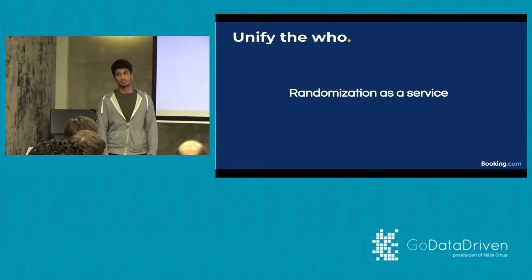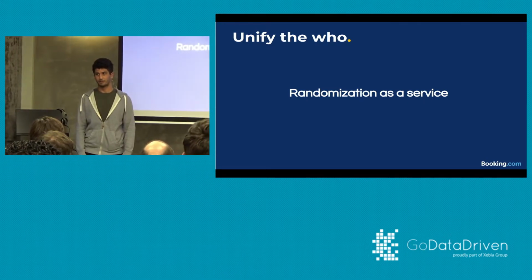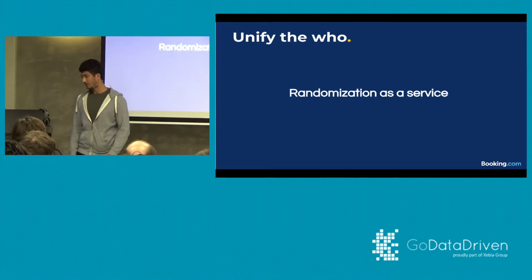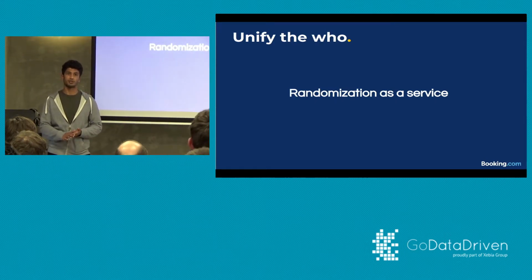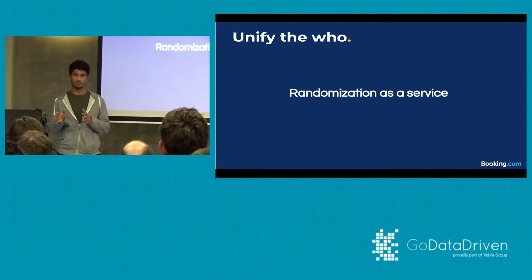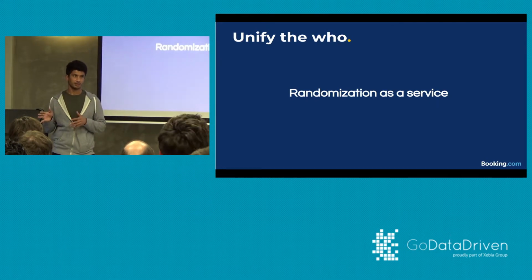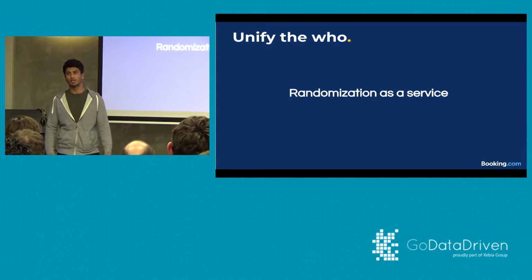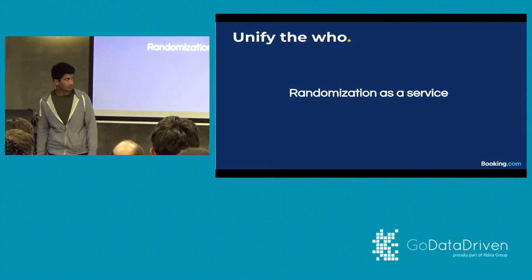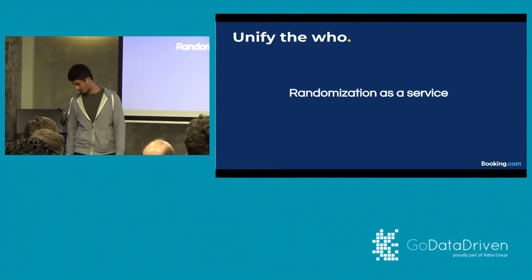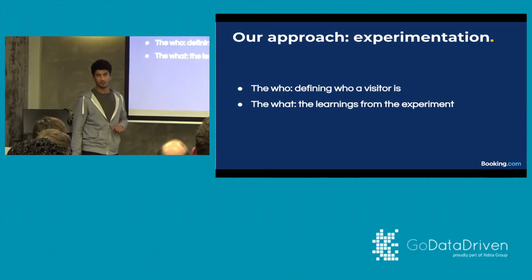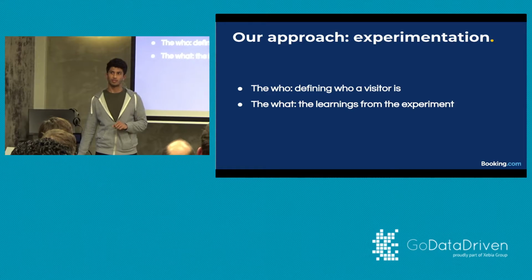Because this is such a crucial aspect of A/B testing in general, we provide this as a service. And we even have checks in place to make sure that this 50-50 distribution doesn't drift. If it does, then we flag it as a data quality issue, and we don't allow decisions on that experiment. So that's how we unify the who. So next is the what, right? How do we deal with the what?